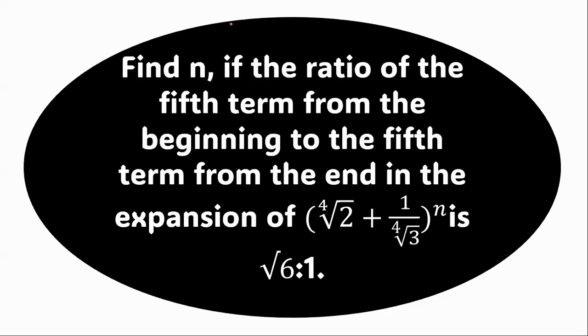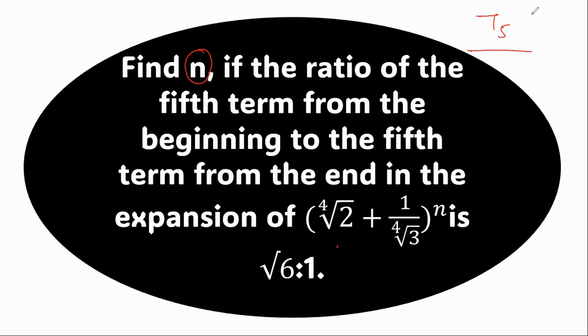The question is, you have to find out n. Okay, so what you have to find out? You have to find out n. And what is the question basically? The ratio of the fifth term from the beginning, fifth term from the beginning means T5, to the fifth term from the ending. So which is the fifth term from the ending that we have to see.